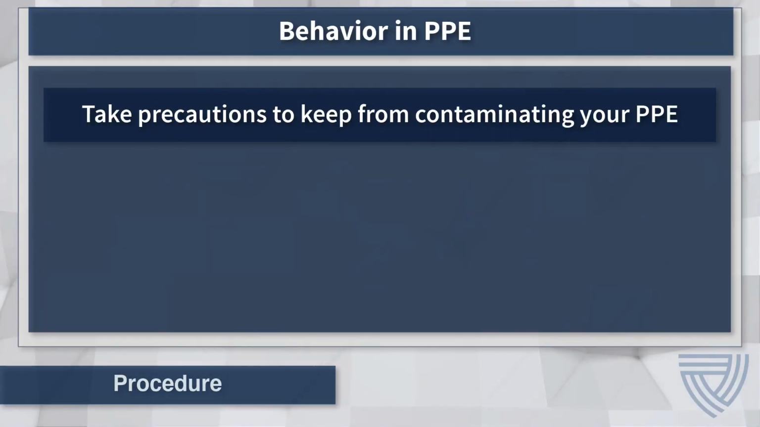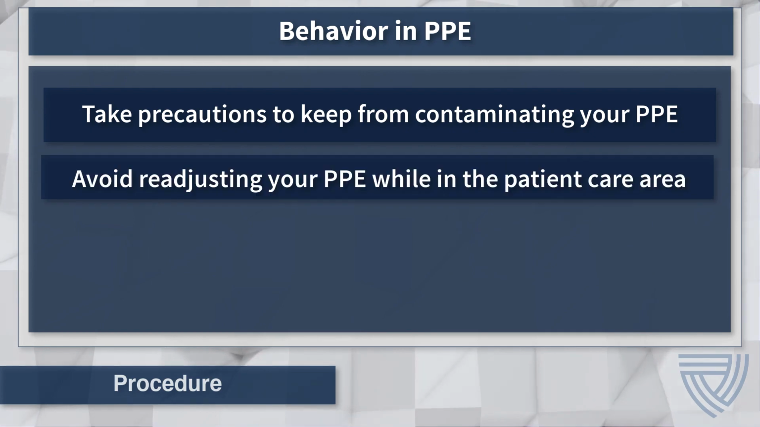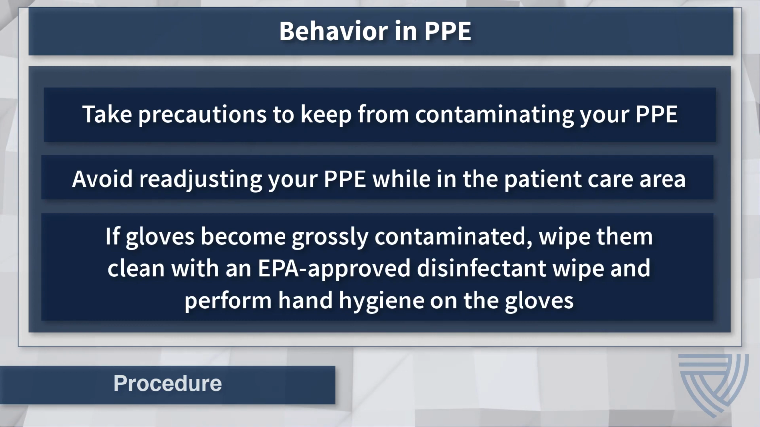Healthcare workers caring for patients with COVID-19 must take precautions to keep from contaminating PPE. Do not readjust PPE while in the patient care area. If gloves become contaminated, wipe them clean with an EPA-approved disinfectant wipe and perform hand hygiene on the gloves.